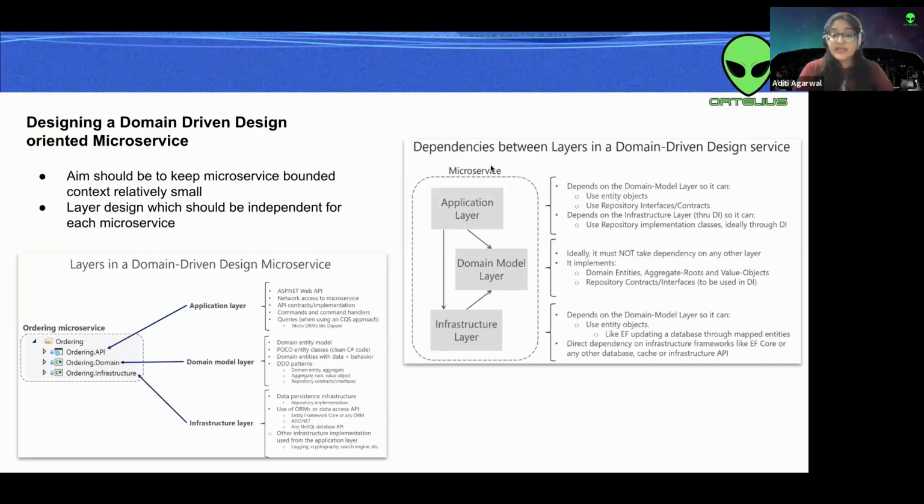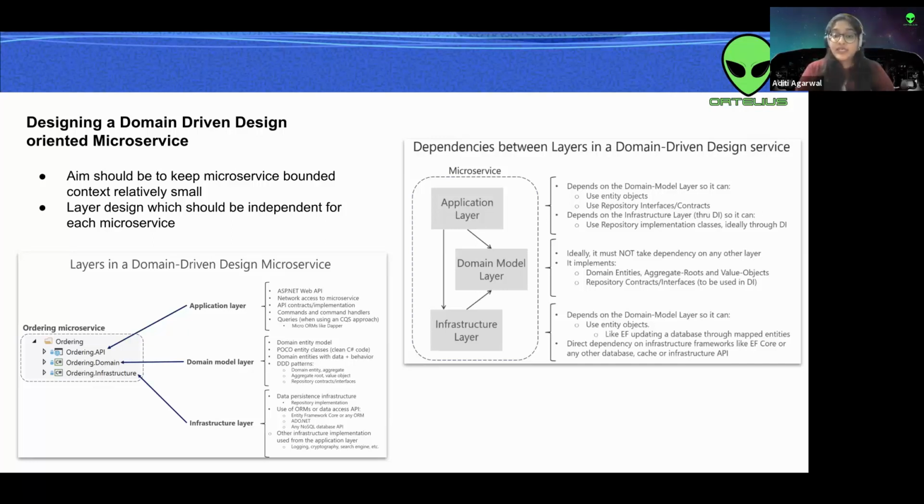Now, if we look at the dependencies between these three layers, we can clearly see that the domain model layer is independent. It is not dependent on either of the two layers. Since it is the heart of the domain and the heart of the business software, it does not depend on any layer. It is only responsible for implementing the domain entities, aggregate roots, and value objects.